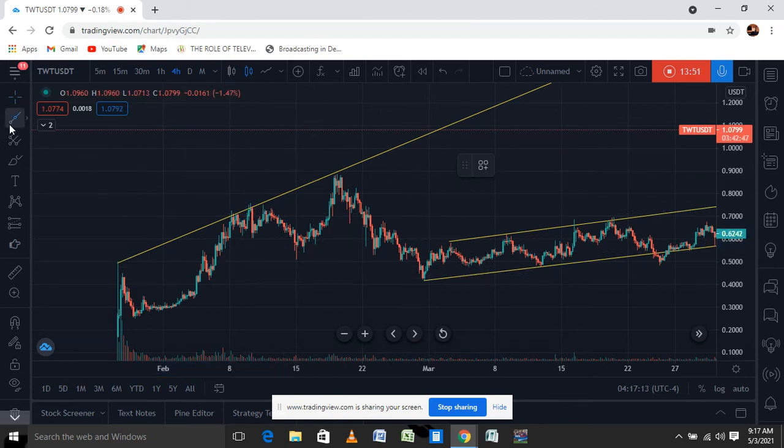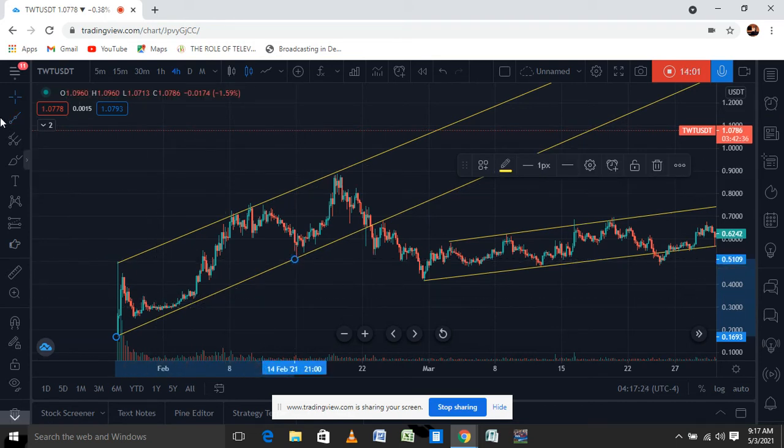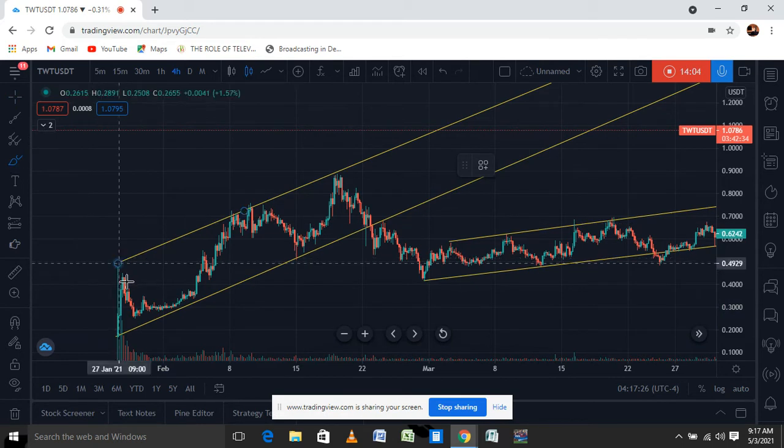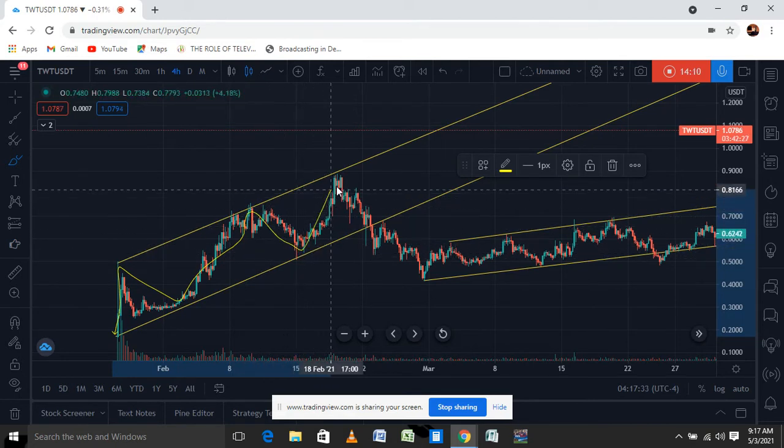It's just too easy. You connect the tops and the bottoms. Trend line is not hard. Connect this to this. So what happened here? Connect the tops and the bottoms. Came back. Boom, boom, boom, boom, boom. You see what happened here?